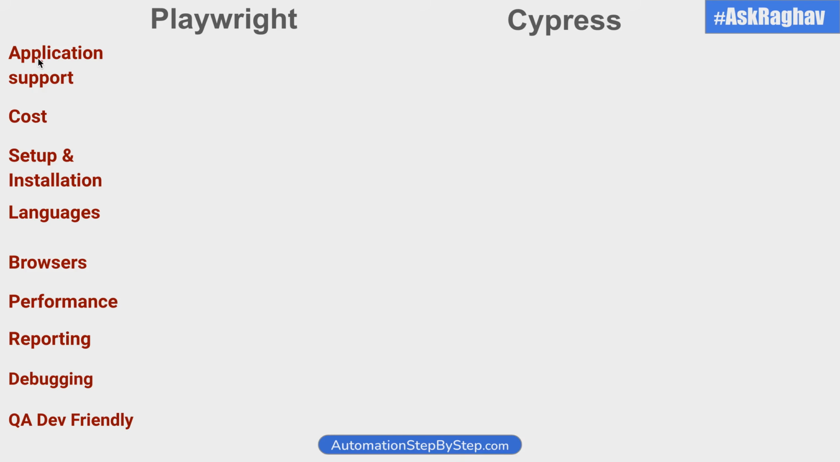We are going to compare them on the application support, the types of application they can handle, the cost, the setup and installation, whether it is easier or difficult, the programming languages support in both these platforms. We are going to see what are all the browsers they can support, the performance which is faster, which is slower, the reporting capabilities in both of these options, the debugging feature, and whether these are QA and dev friendly. Okay, so let's get started.